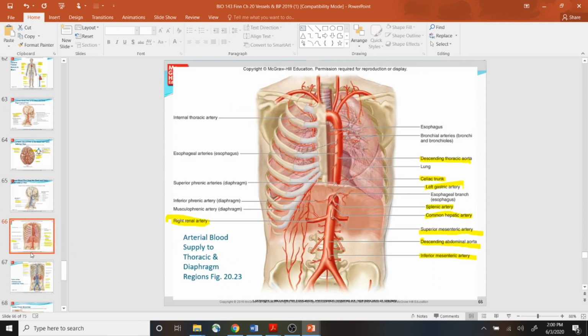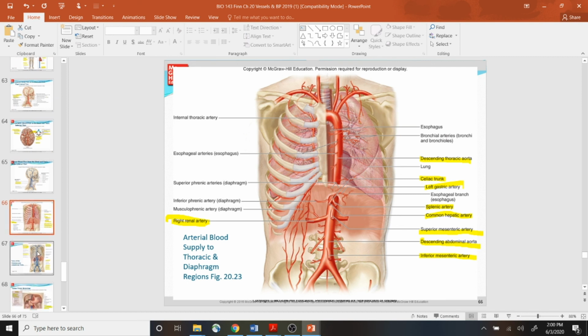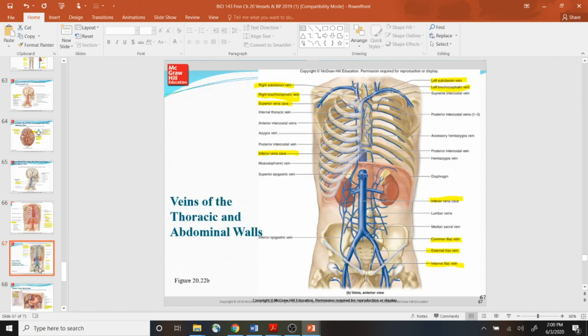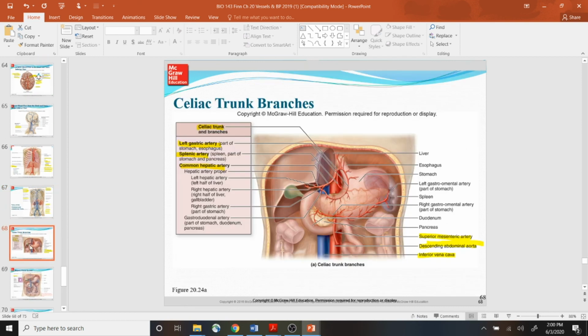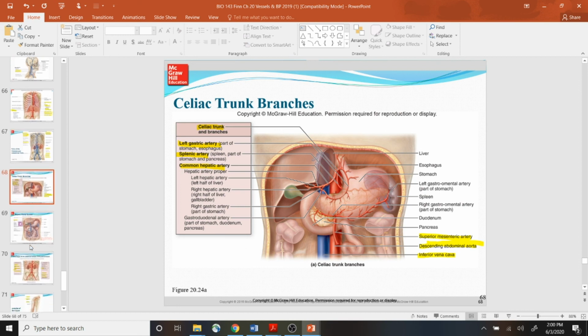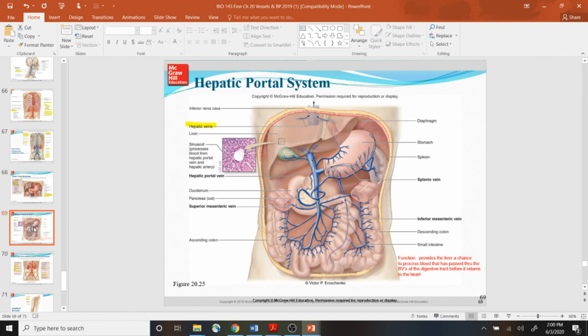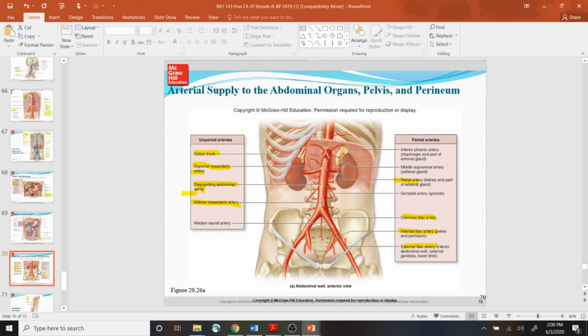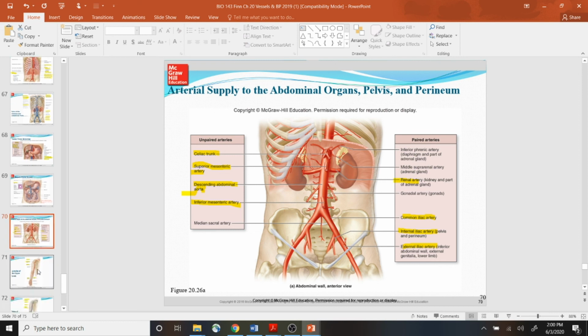Abdominal, in yellow, that you would be responsible for. Veins in yellow that you'd be responsible for. Celiac trunk branches in yellow that you'd be responsible for. There will be one part on a model I show you that shows the hepatic veins, but you're not going to need to be responsible for all the hepatic portal system veins. I'm just showing you what it looks like here. Some abdominal organs of the pelvis, again in yellow.